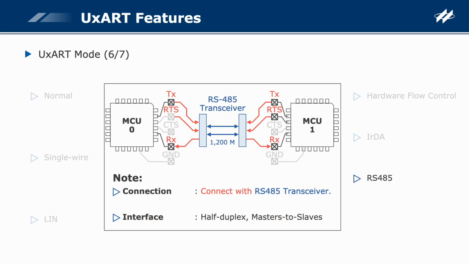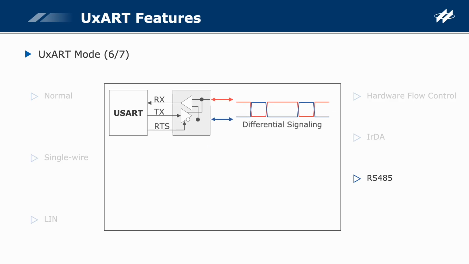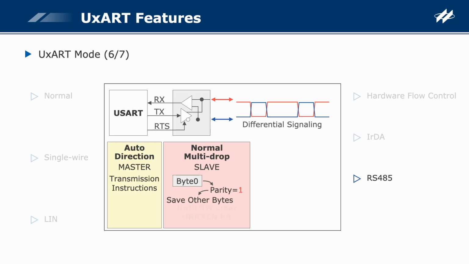Next is the RS-485 mode. It supports multi-master and multi-slave and is suitable for long-distance communication. During communication, the RS-485 transceiver converts signals into differential signals to minimize electromagnetic interference, and the RTS controls the transmission and reception functions. The device can operate in the auto direction mode as a master, which is responsible for transmitting commands. The device can operate in the normal multi-drop operation mode as a slave.